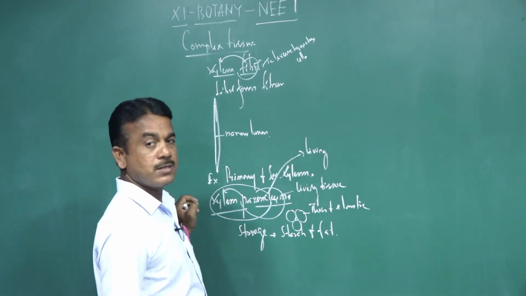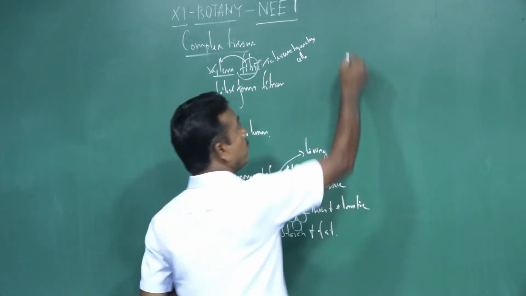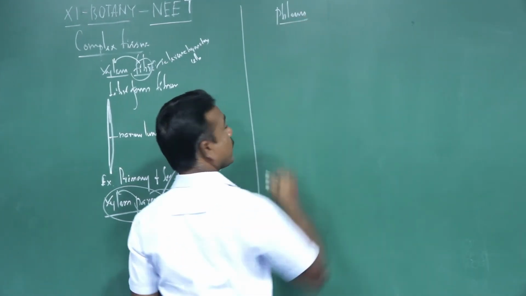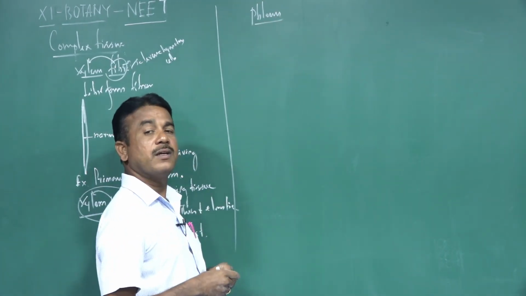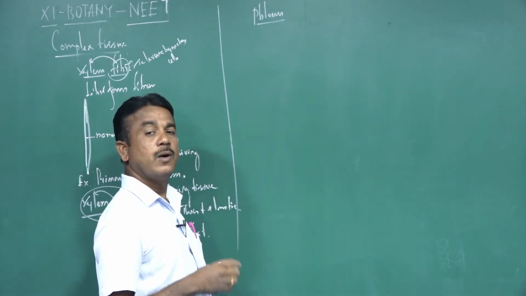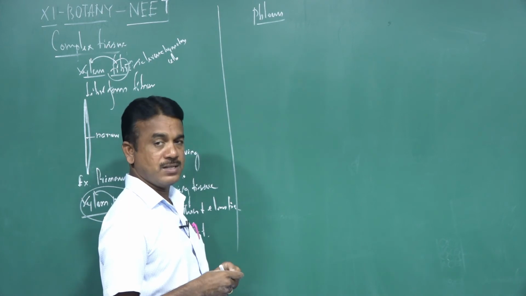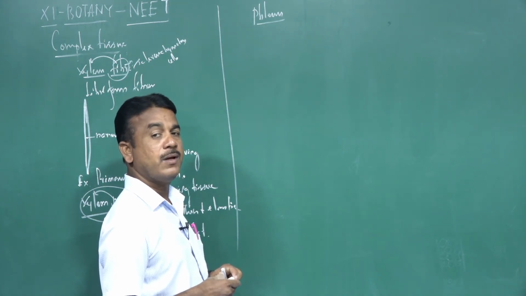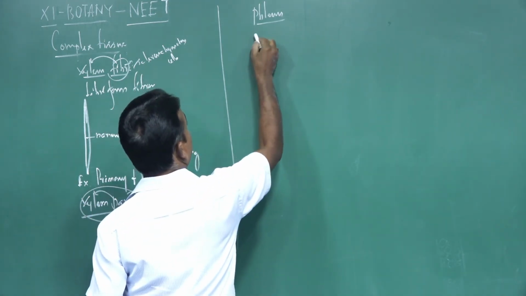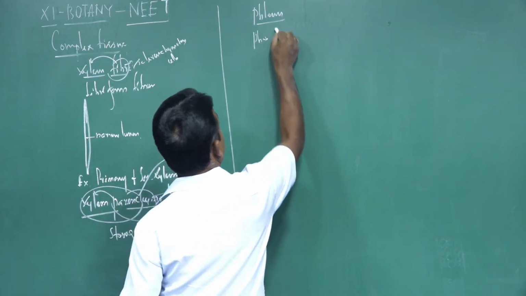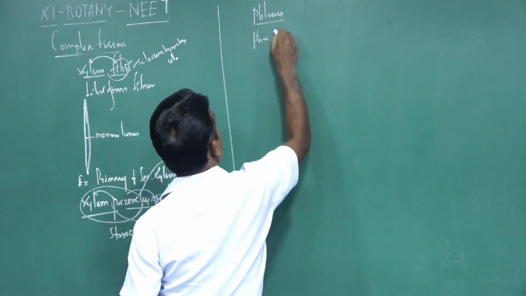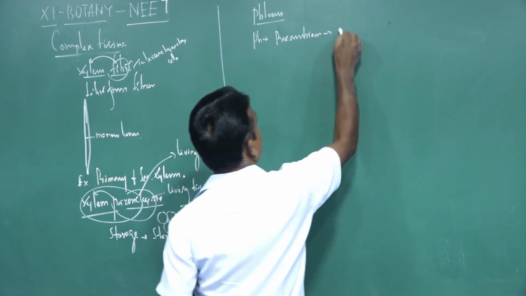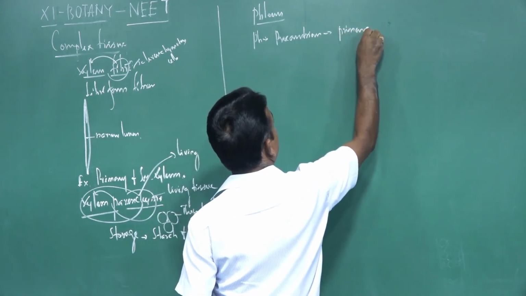Can I go to the second complex tissue, commonly called phloem. Phloem is another complex tissue. The main function of phloem is to transport food materials to various parts of the plant body. Like xylem, phloem derived from procambium is namely called primary phloem.